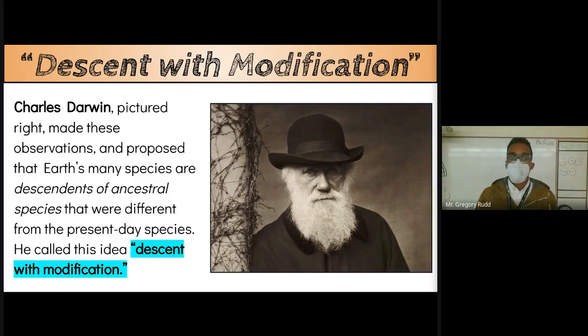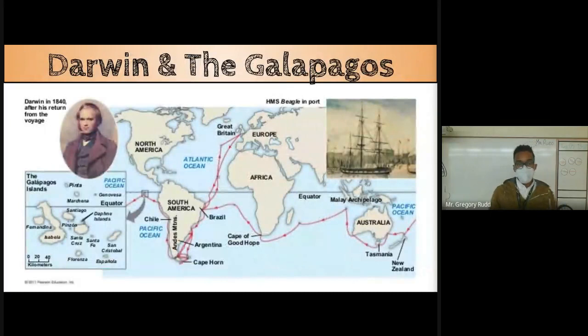So before Darwin ever used the word evolution, before he used the term natural selection, he called this descent with modification, because with each descent, we're seeing slight changes in a species that might eventually lead to the creation of a new, totally new species.